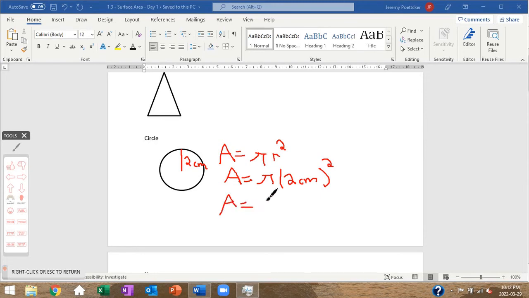Now I can use the pi button on my calculator. All you need to use for the PAT is 3.14, so we're going to just go with 3.14 times 4 centimeters squared. I'm simplifying. I'm doing my exponents here already. And 3.14 times 4 is going to be 12.56, so the area of this circle is 12.56 centimeters squared.